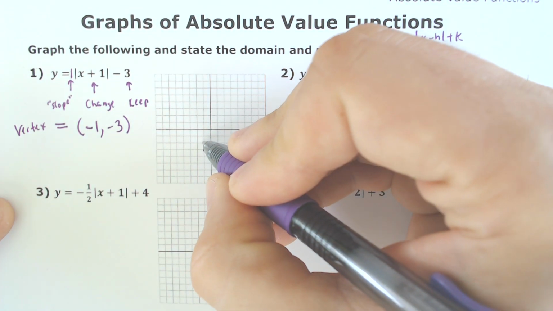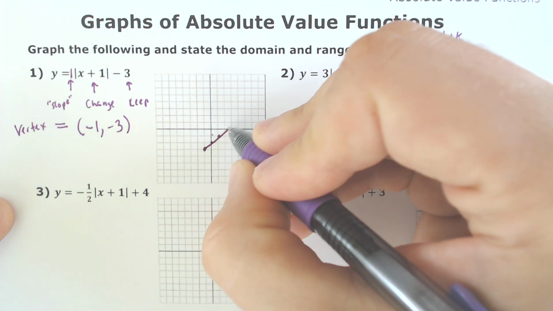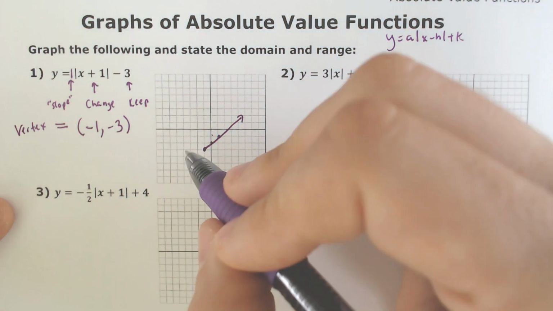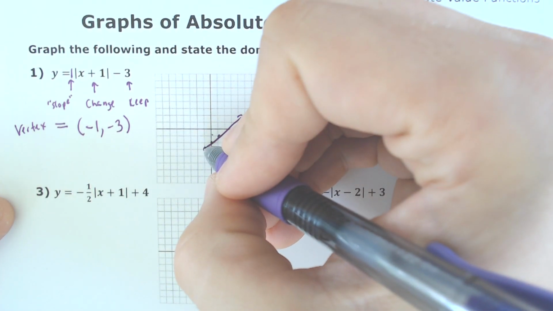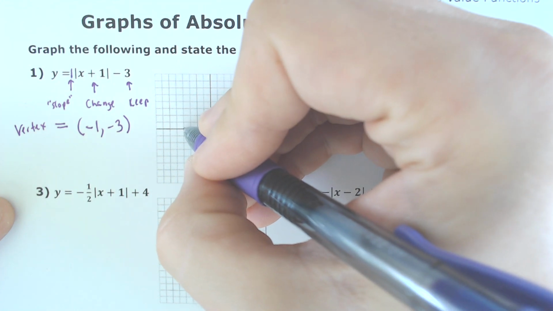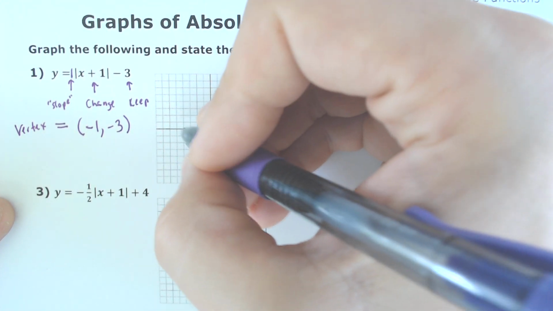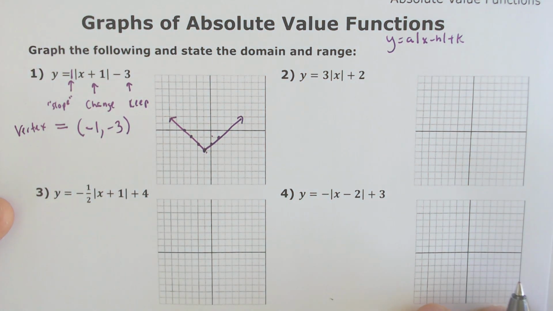So from here, I'm going to go up 1 over 1, and up 1 over 1, and graph that. Now you notice I only graphed this right side. For an absolute value, it is going to mirror image from the vertex on the other side and go the other direction, up 1 over 1, up 1 over 1. It bounces backwards and is reflected, just like I drew.